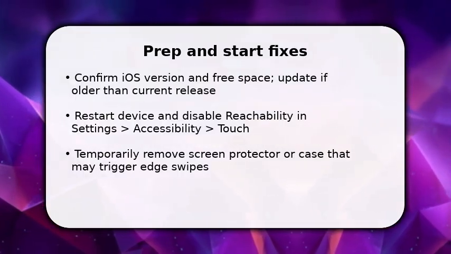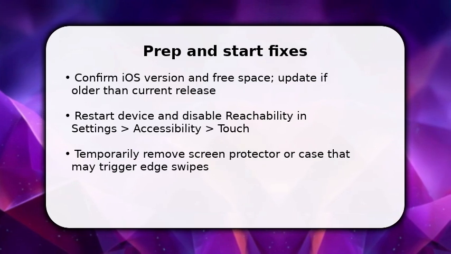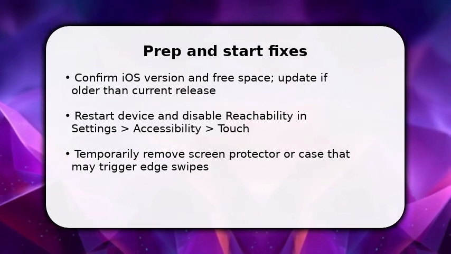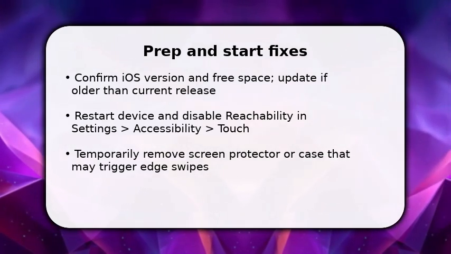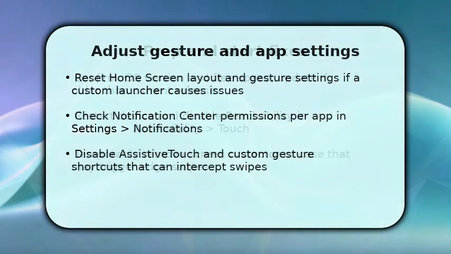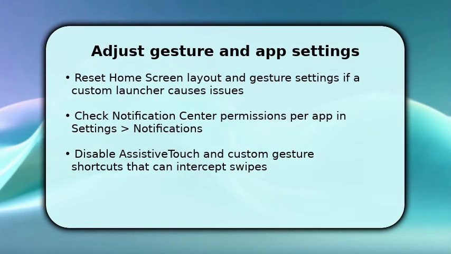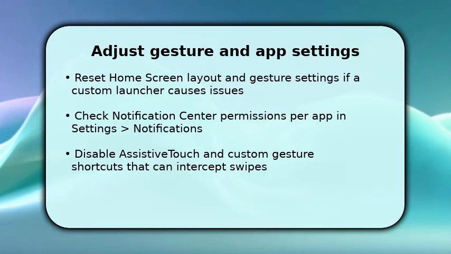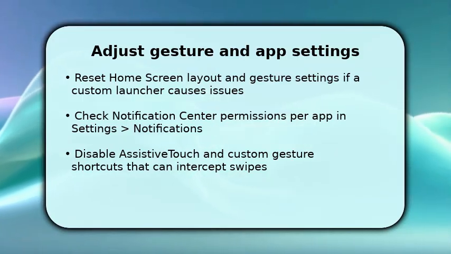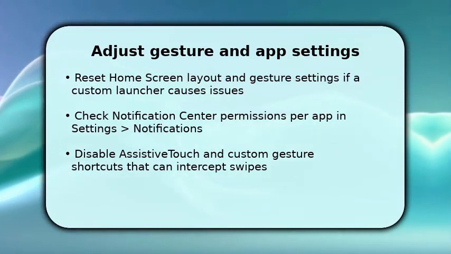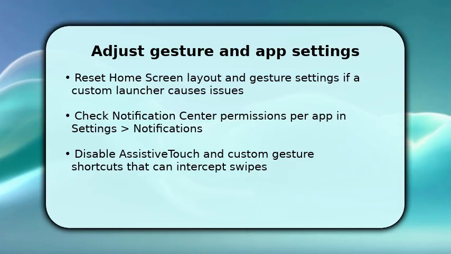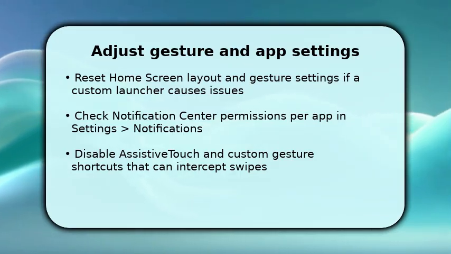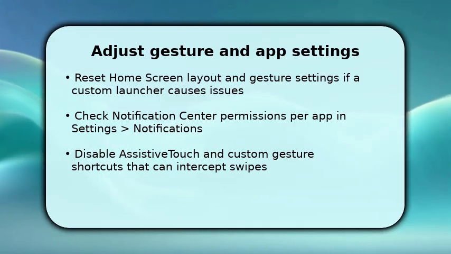Once done, make sure you have one-handed reach gestures turned off and that your screen is clean and dry before moving to deeper settings. Now you focus on gestures and notifications. Reset the home screen layout if custom icons or third-party launchers altered swipes, which restores default gesture mapping. Go into Settings Notifications and verify each app's notification style and lock screen access so the center responds predictably.